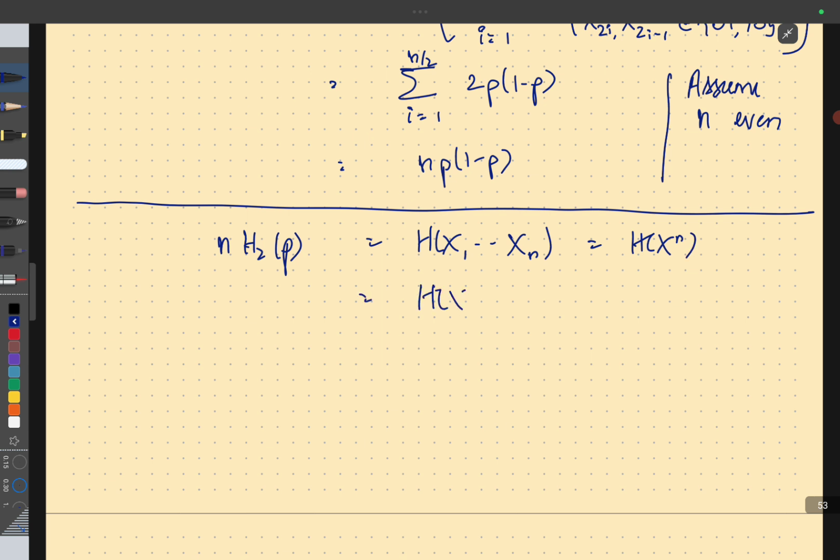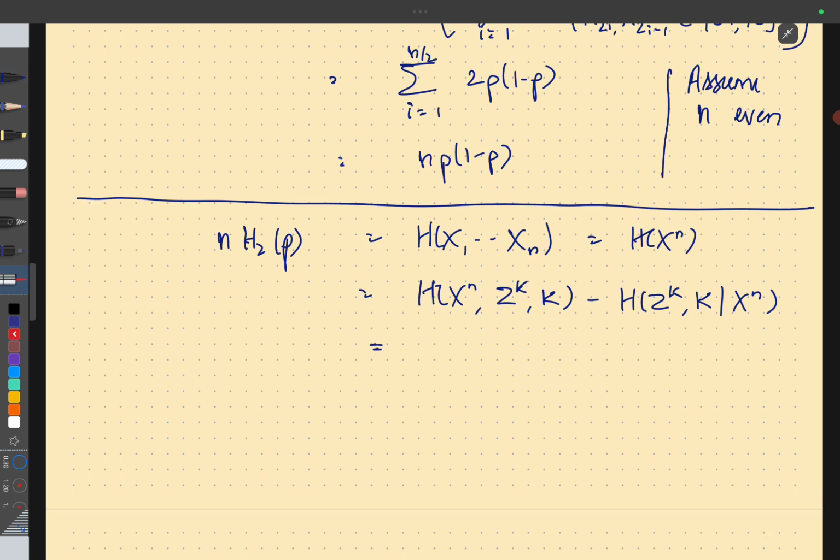This is equal to, using the chain rule, H of x^n comma z^K comma K, because H of x^n comma z^K comma K is equal to H of x^n plus H of z^K comma K given x^n. I've just used the chain rule, nothing else.